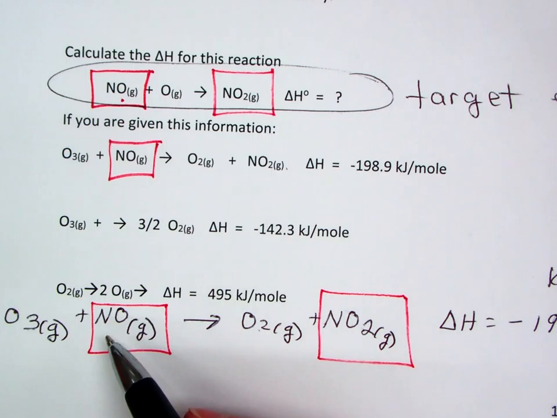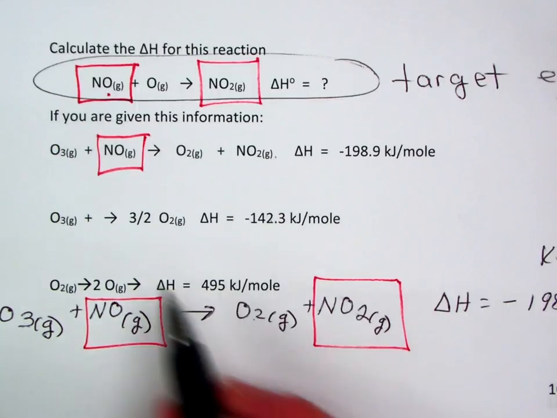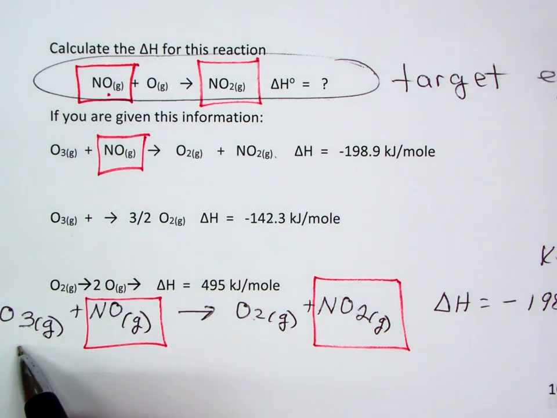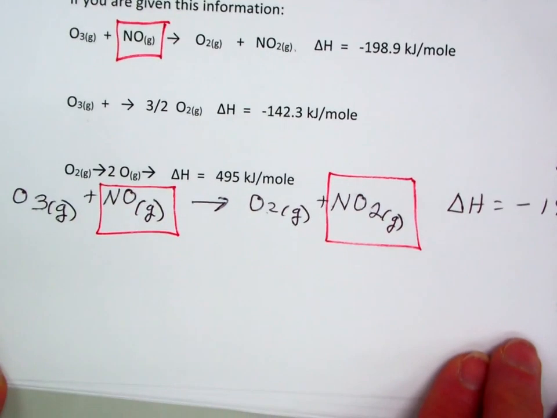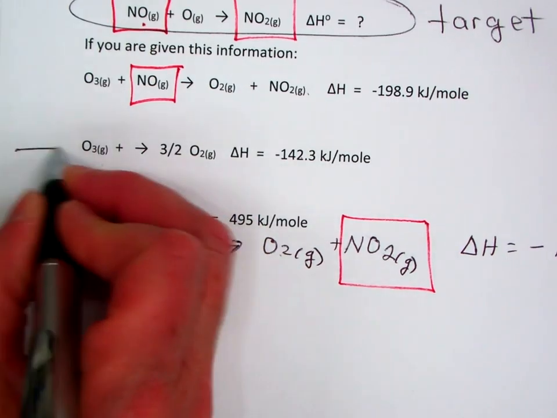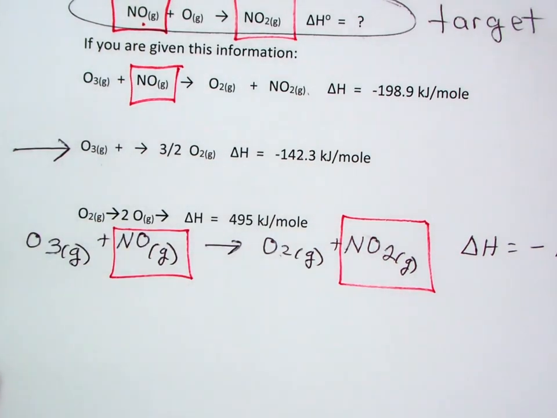My next piece can help me with the ozone. So if I look at this equation, this has 1 mole of ozone in it. I want to get rid of 1 mole of ozone in what I'm working with. Since the ozone is on the left-hand side, I need to put 1 mole of ozone on the right-hand side to be able to get rid of it. So the second equation, if I turn it around, it can be used to cancel out the ozone.